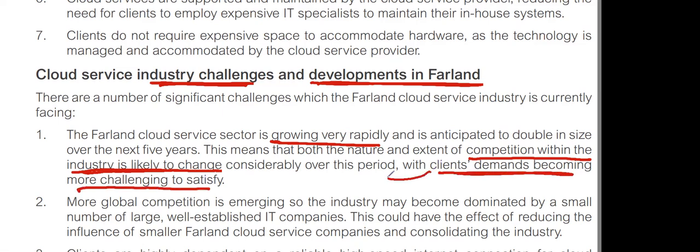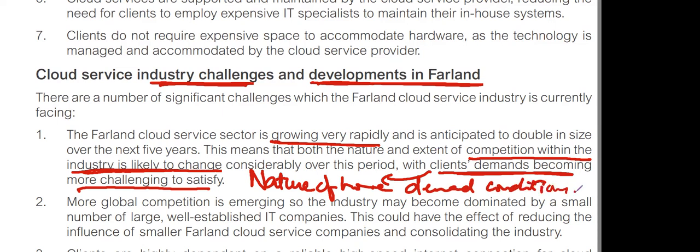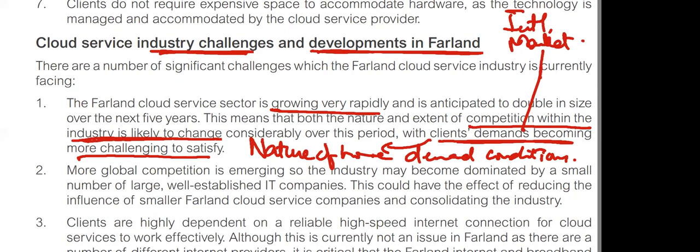So if I look at it from a Porter's Diamond perspective, the nature of home demand conditions are good to prepare you for the international challenges. For the international market, you are being prepared. That's one way of looking at it.